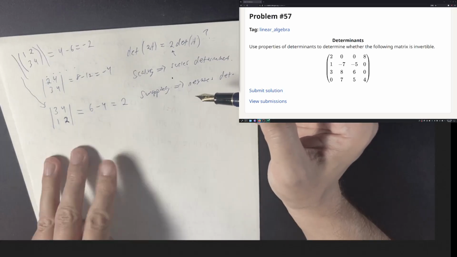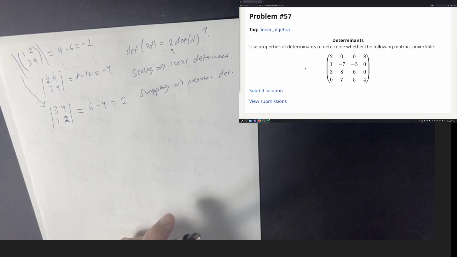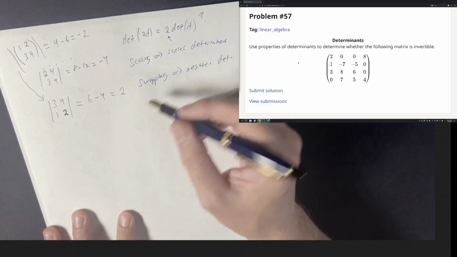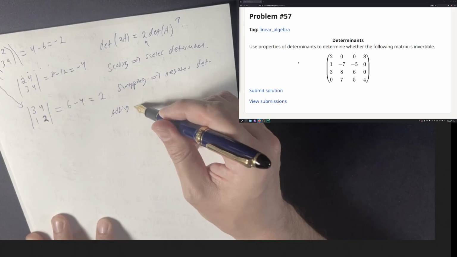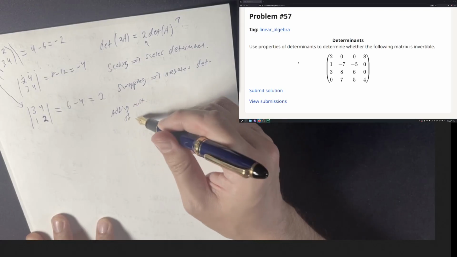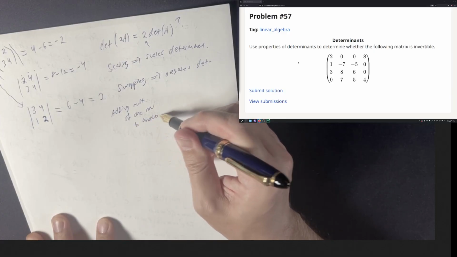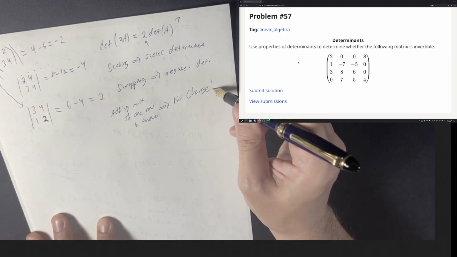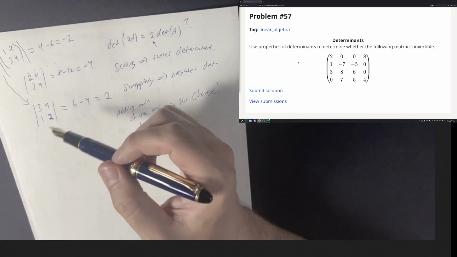Now there's a third step that we would do that would be very helpful for questions like this one. What if you add one row to another? I'm just going to write it. Adding a multiple of one row to another does not change your determinant. Wild, right? Why would that be?